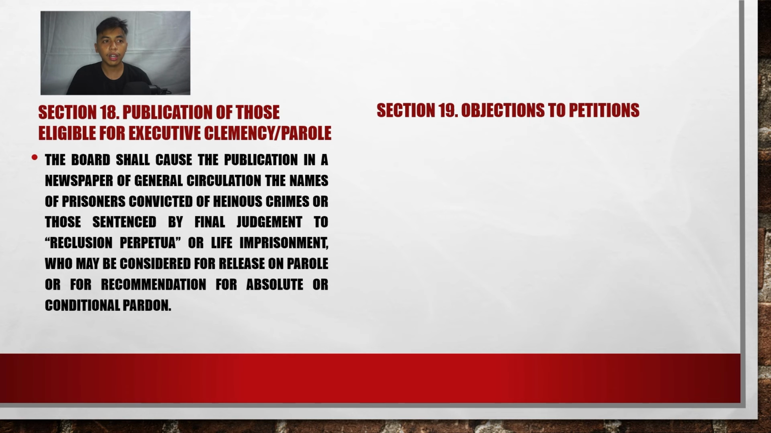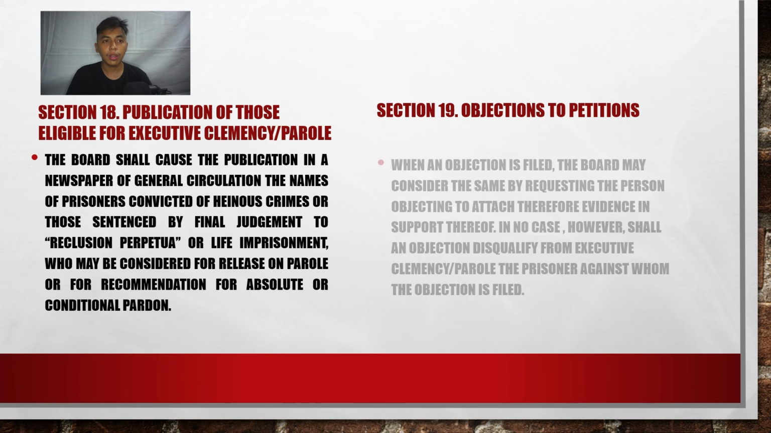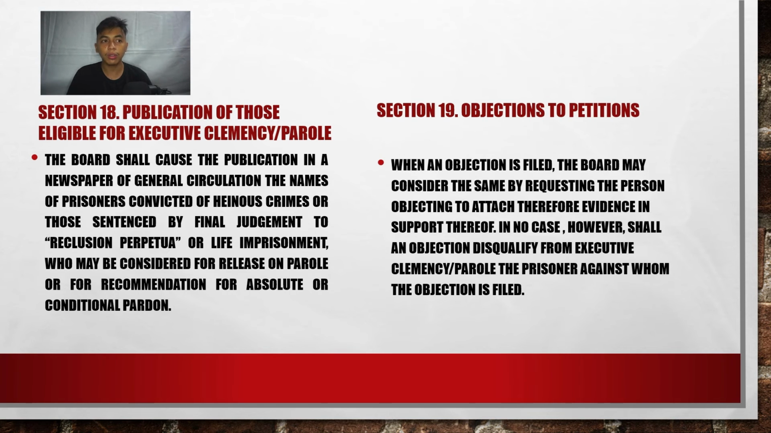Section 19. Objections to petitions. When an objection is filed, the board may consider the same by requesting the person objecting to attach therewith evidence in support thereof. In no case, however, shall objection disqualify from executive clemency or parole the prisoner against whom the objection is filed.